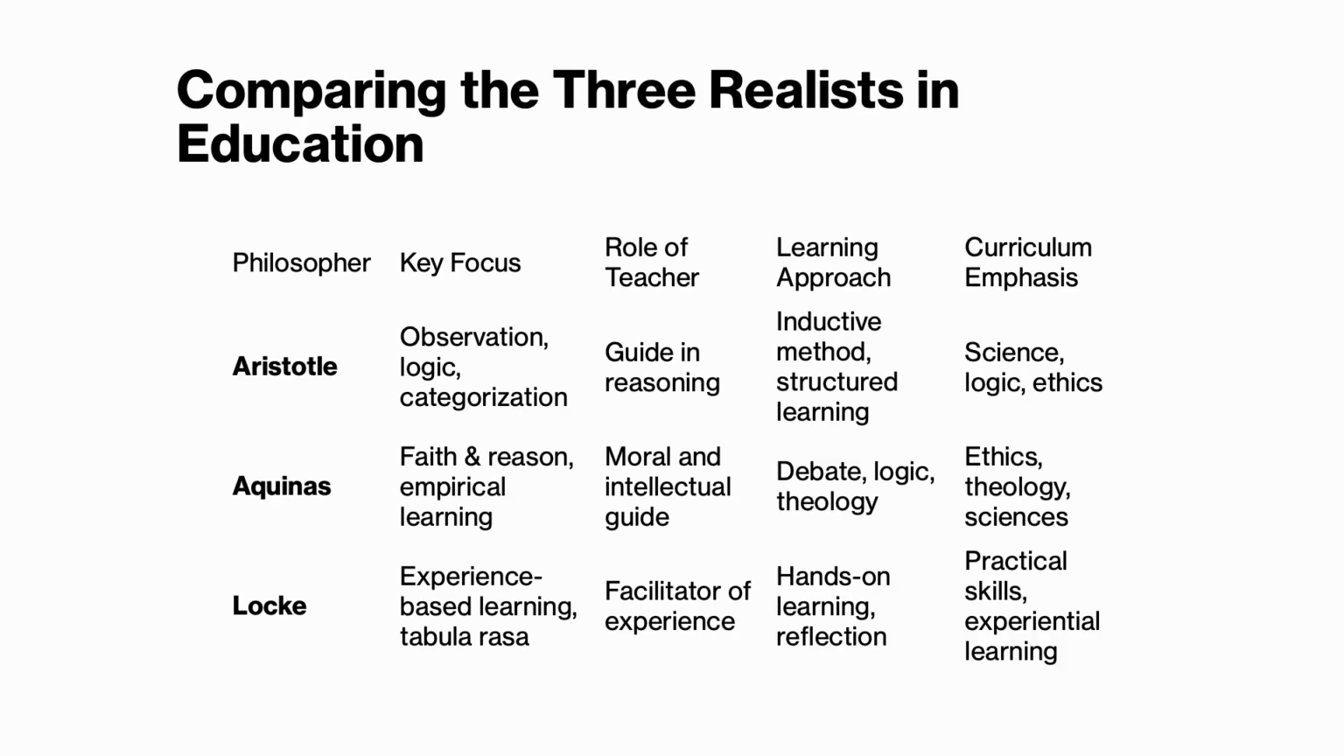So once again, may I invite you to the table below. This is a comparison of the three realists in education: Aristotle, Aquinas, and Locke. The key focus of Aristotle is observation, logic, and categorization, while Aquinas focuses on faith and reason and empirical learning, and John Locke focuses on experience-based learning and the tabula rasa.